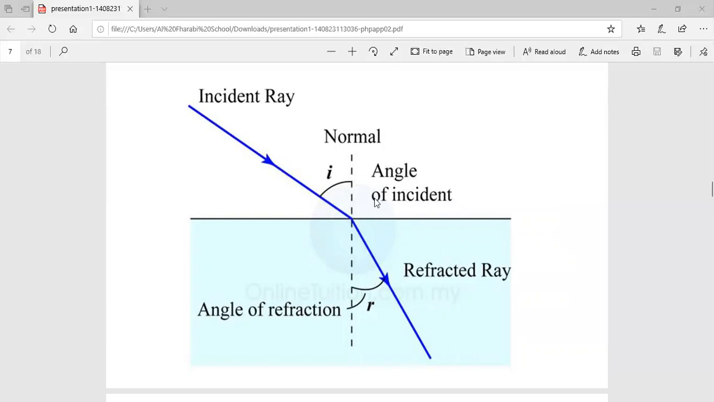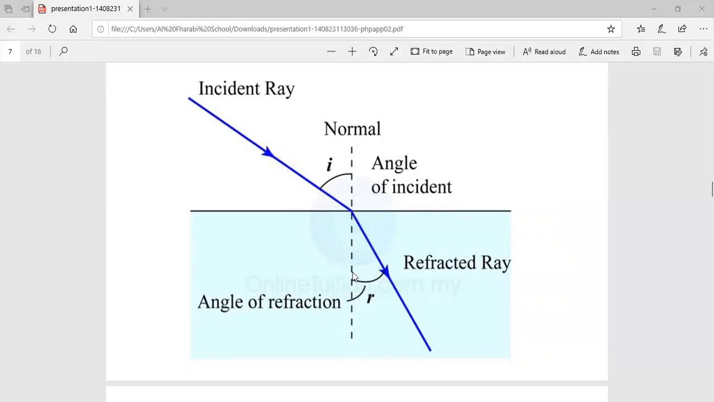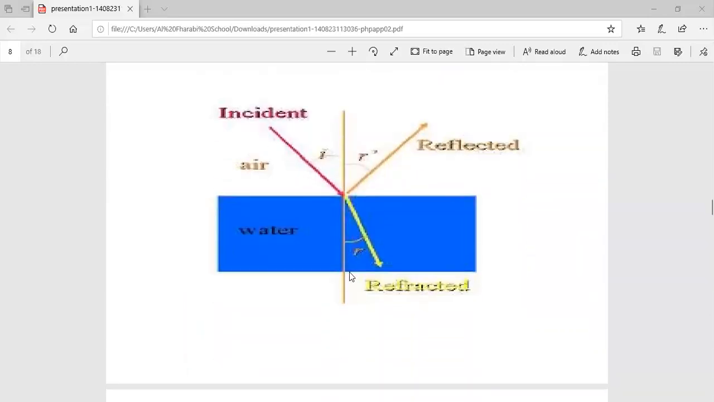As you can see, the angle of incidence is i. It is the angle between the normal and the incident ray. And here the angle of refraction is the angle between the refracted ray and the normal. Now, see the next page. As you can see in this example, this is air, that is water, and that is i, the incident angle, and that is r. So this is the reflected angle, and this is the refracted angle.